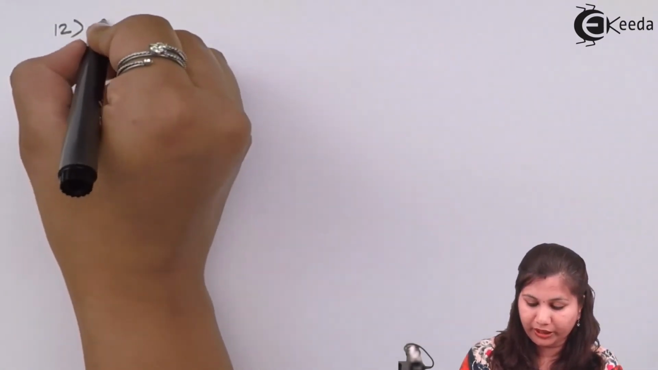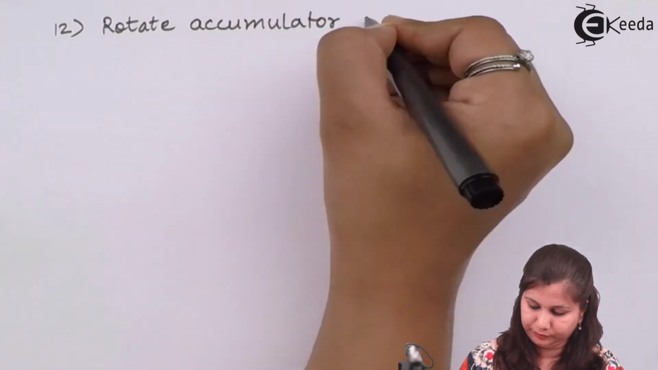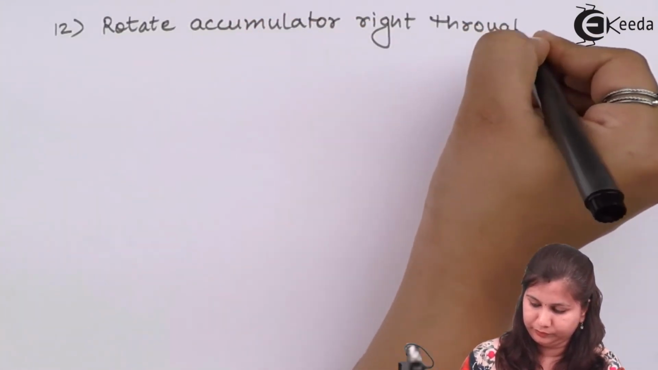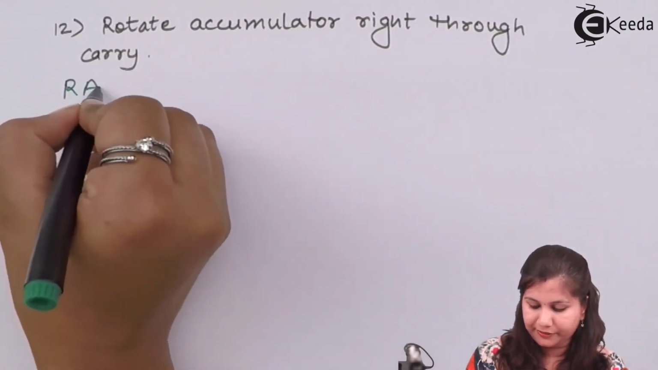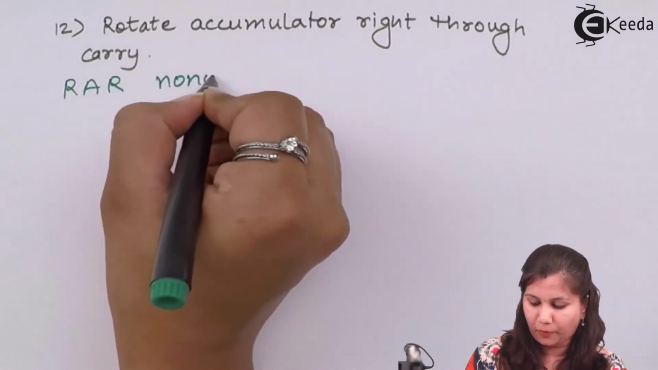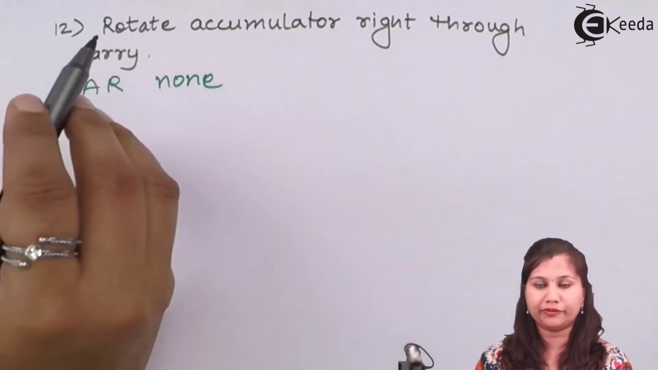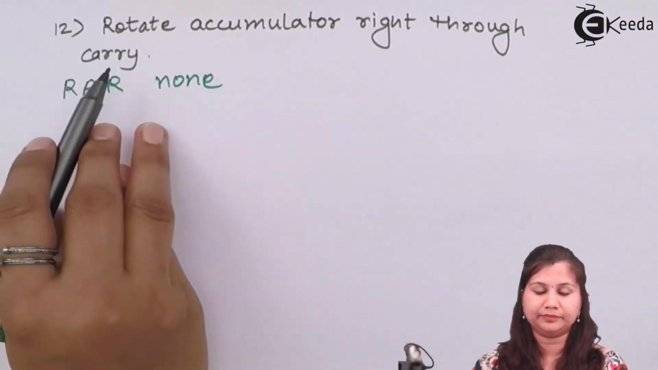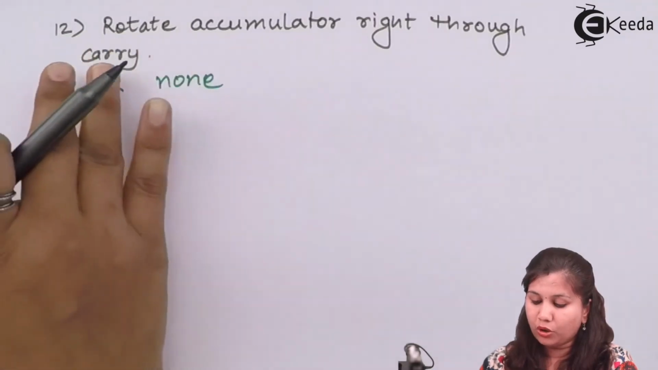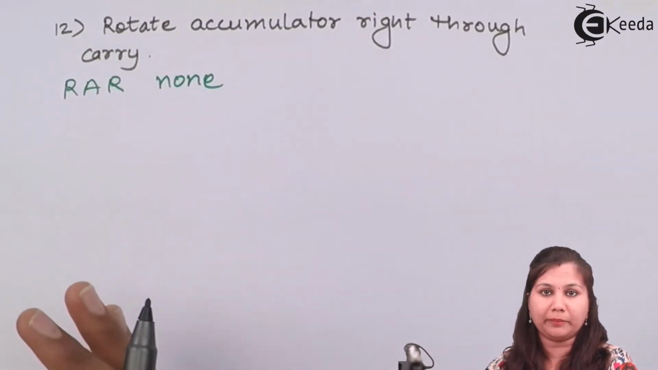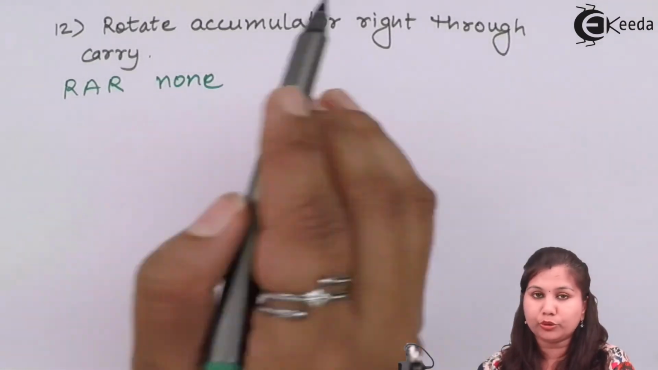Next instruction is rotate accumulator right through carry. The mnemonic for this is RAR. No operand is there. Operand is the accumulator. So the contents of the accumulator will be rotated or shifted to the right hand side through the carry. So the accumulator is an 8-bit register. All the bits will be shifted to the right hand side by 1 bit position, but in the right hand side direction, the D0 bit here we have to use the carry also.